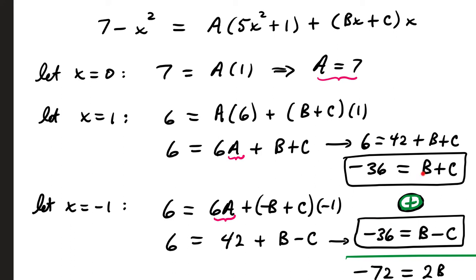Well, if we add these two equations that I put a rectangle around, if we add them up, negative 72 is equal to 2b plus 0c. So that tells us that b has to be negative 36. And c is equal to 0. It's the only way to make both equations true.